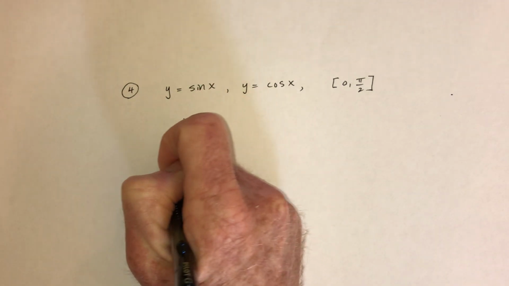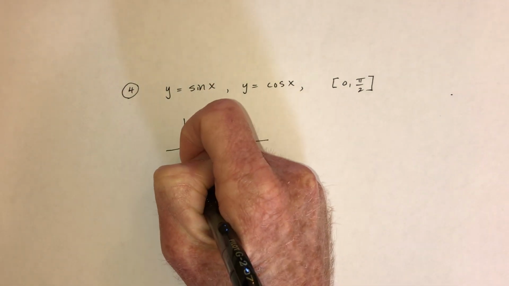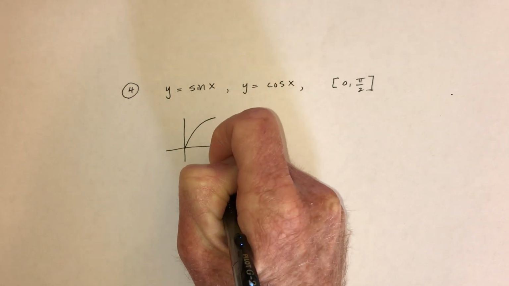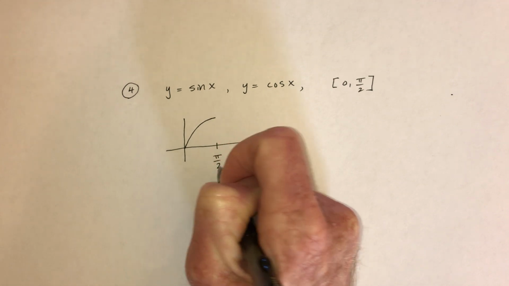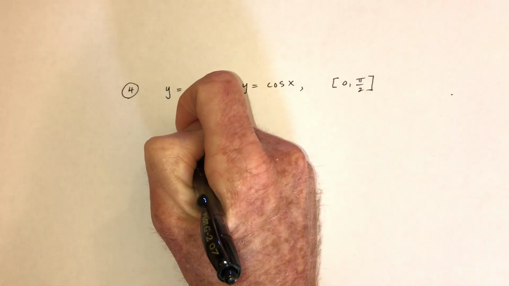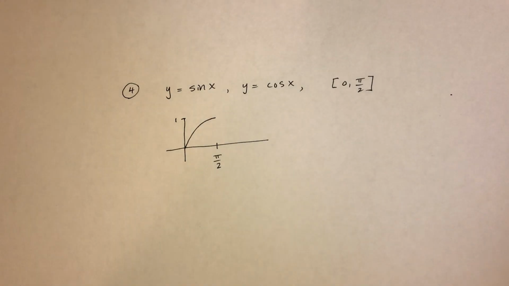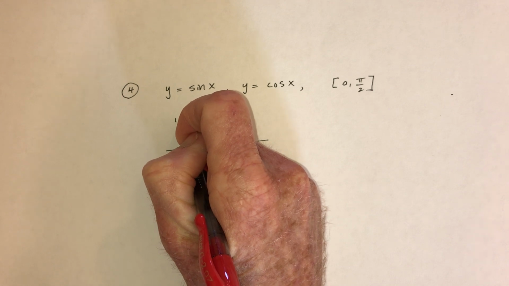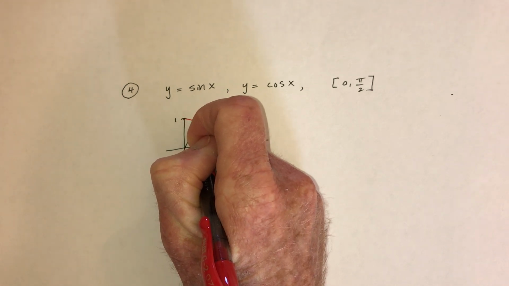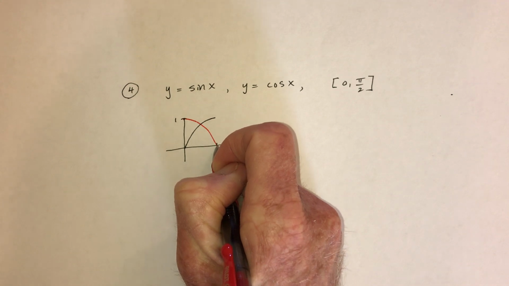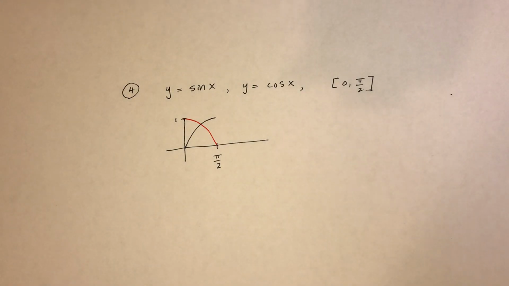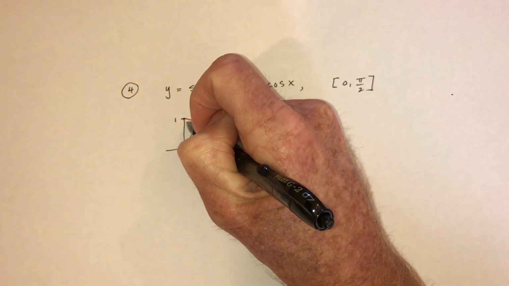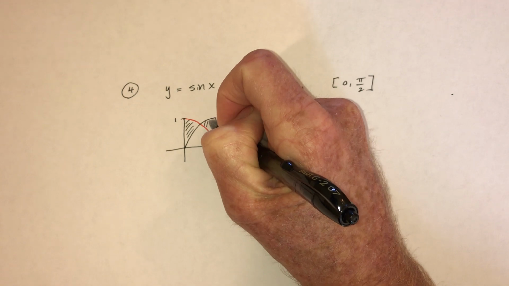So sine goes like this. It starts right here, starts going up, and then by the time it gets to pi over 2, it's at the highest point, it's at 1. Cosine, on the other hand, starts at 1 and starts going like this, and by the time it's pi over 2, it's at 0. So then we need to find the area between them. So find this area and this area.